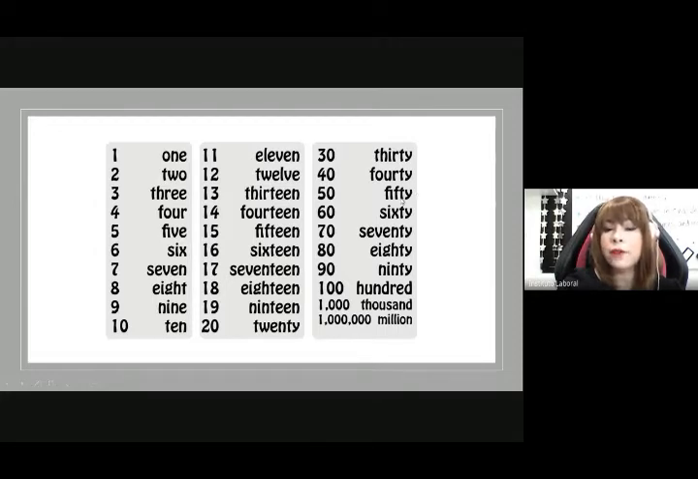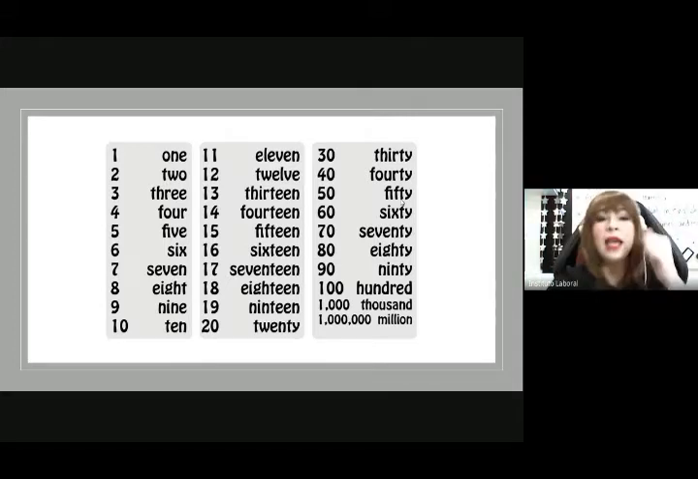Now we are in the 50s: 50, 51, 52, 53, 54, 55, 56, 57, 58, 59. Okay? Now 60, 61, 62, 63, 64, 65, 66, 67, 68, 69, 70, 71, 72, 73, 74, 75, 76, 77, 78, and 79.